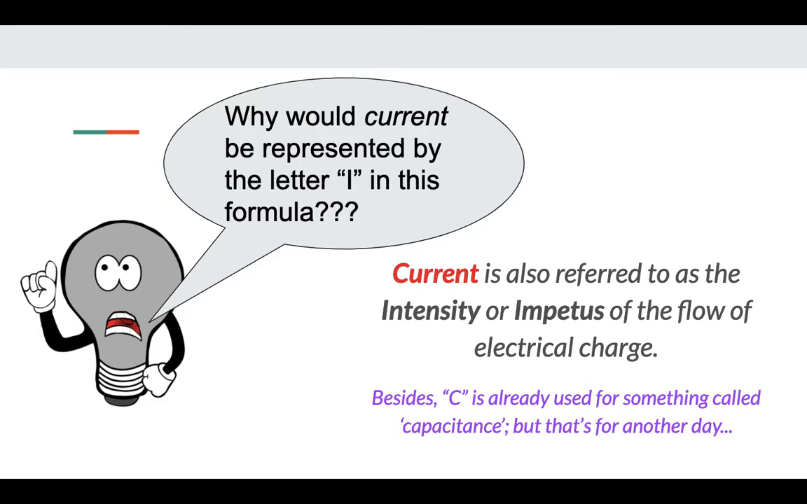Now, some of you might be wondering, why on earth is current represented by the letter I? Well, I know it doesn't make a whole lot of sense for us. We would think that the letter C would be much more appropriate. But originally, current was also referred to as the intensity or the impetus of the flow of electrical charge. And so I got adopted at that point. And I is also used in other electrical formulas for a different unit that we'll be taking. Well, actually, we probably won't even touch on this year. That'll be for physics later on.